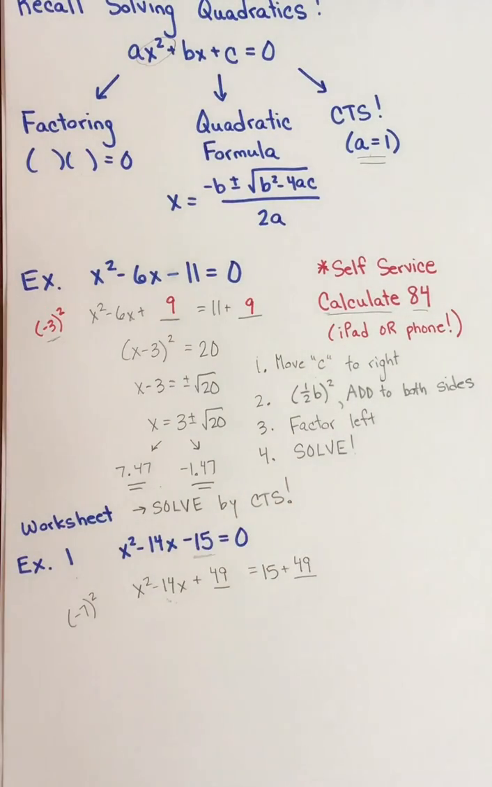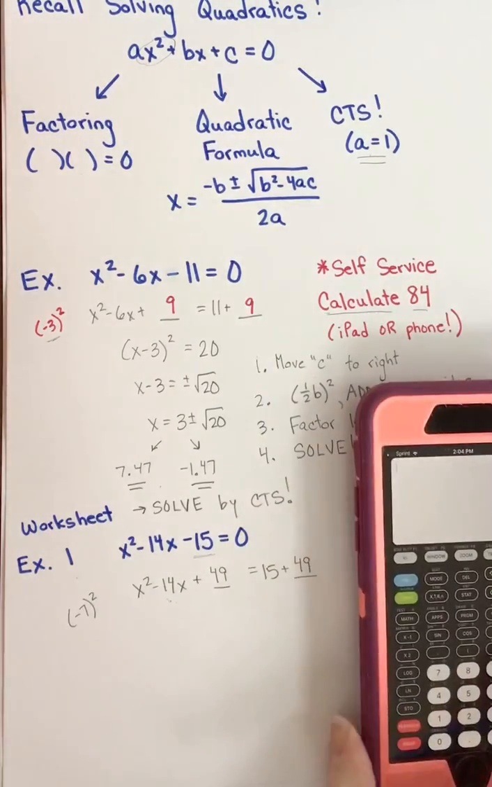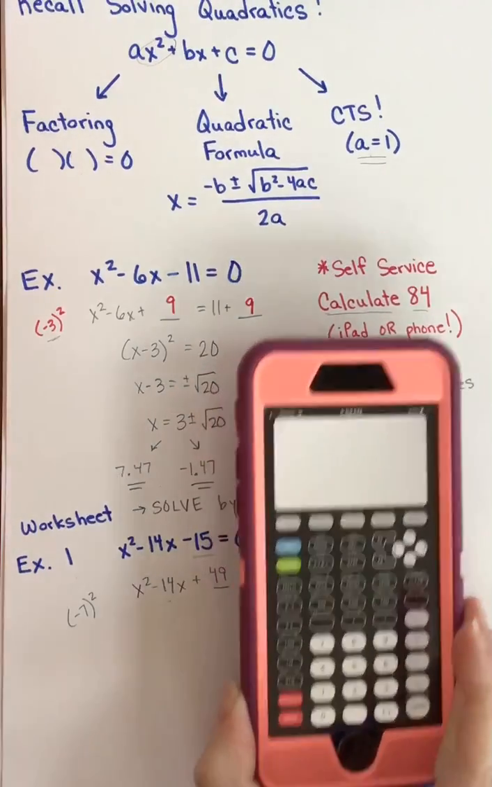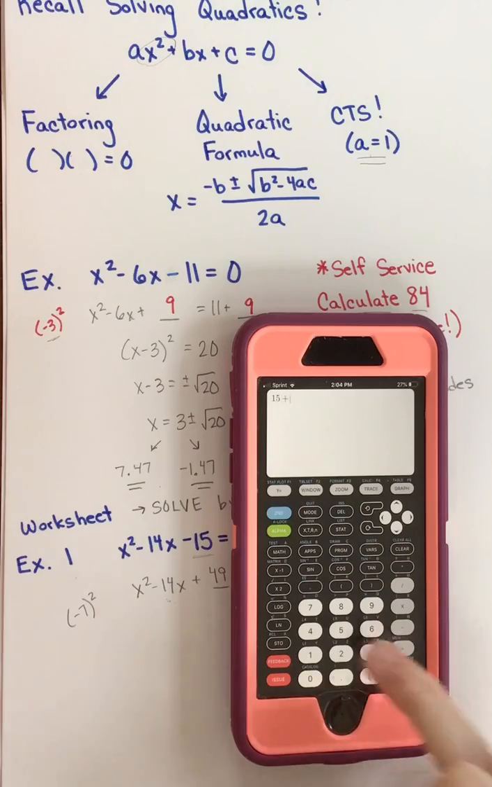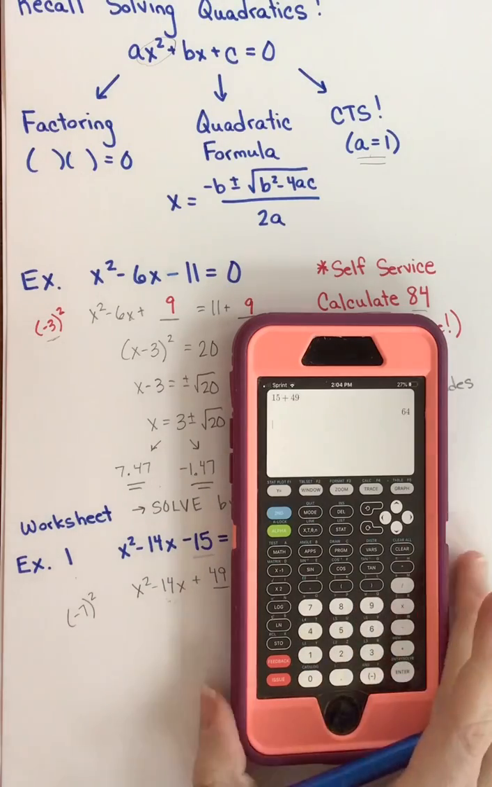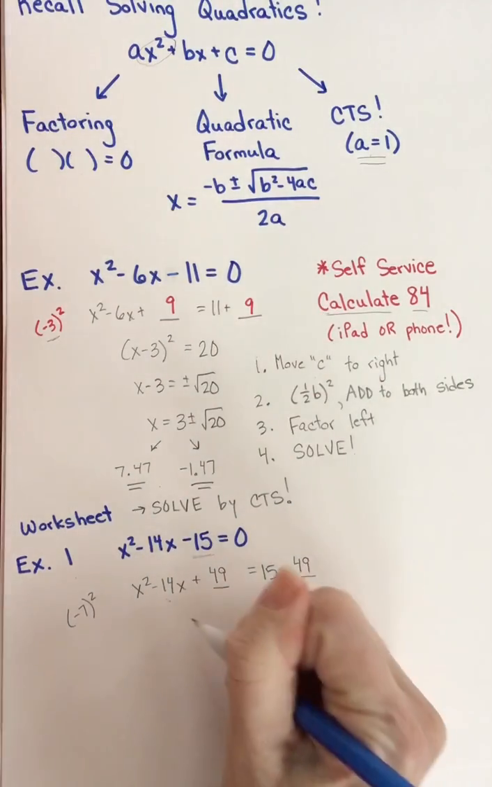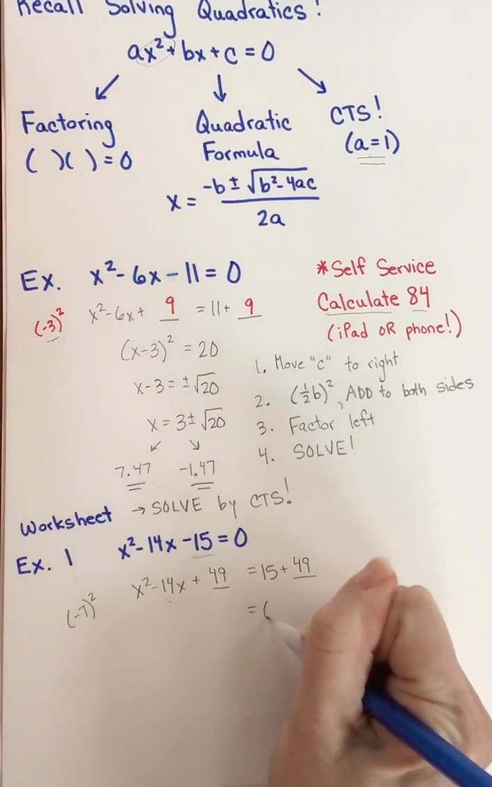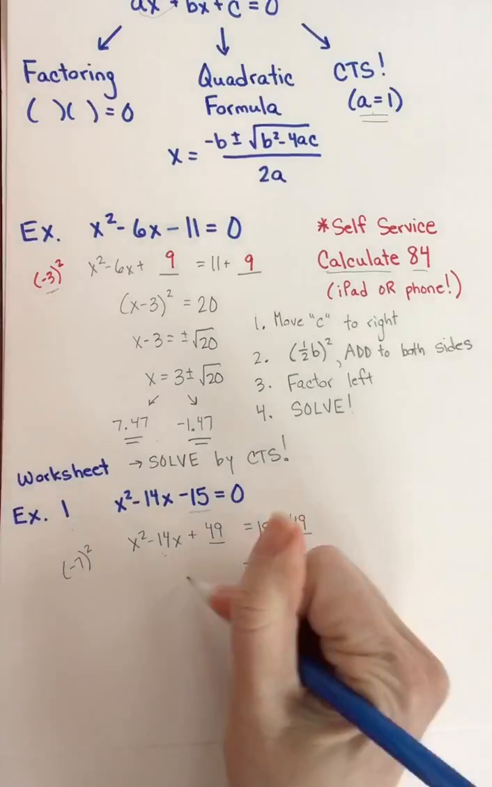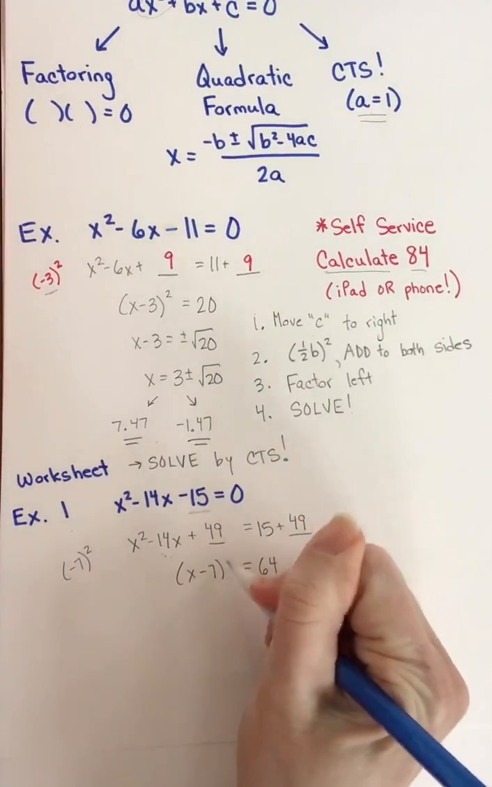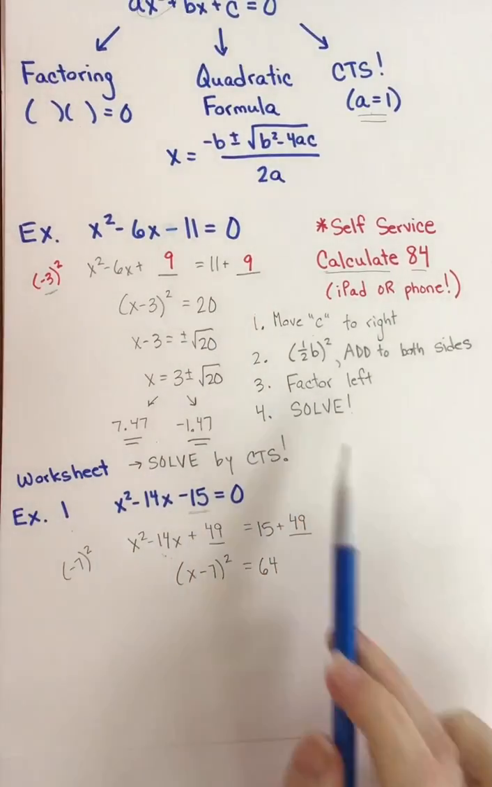You can either use your God-given calculator or your app. Remember, don't be afraid to use that for some basic arithmetic. If you need to add 15 plus 49 together, it can absolutely do that for you and you get a 64. On the left, you have created something that is factorable. X minus 7 squared.